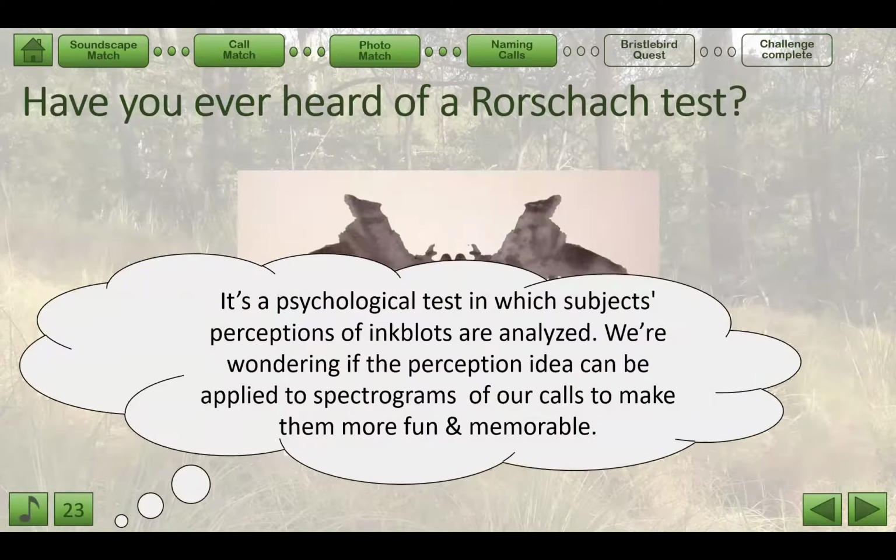And so another playful way that I engaged people is I had them think about a Rorschach or an inkblot test and say to them, hey, could you creatively name the shape of this call?